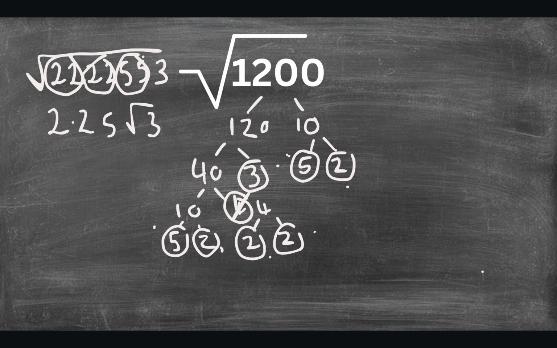Now we can multiply these numbers. 2 times 2 is 4. And then 4 times 5 is 20. Square root 3. So there we go. That's 1200 simplified. Square root 1200 simplified.